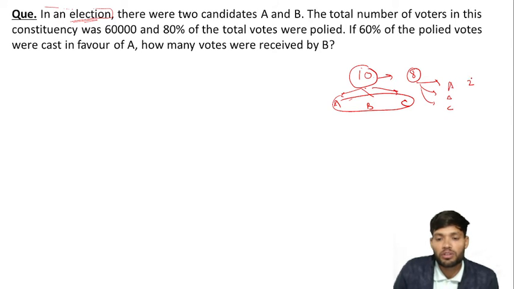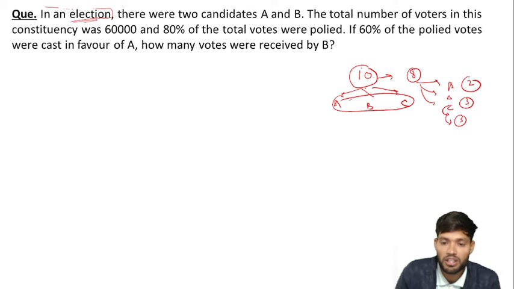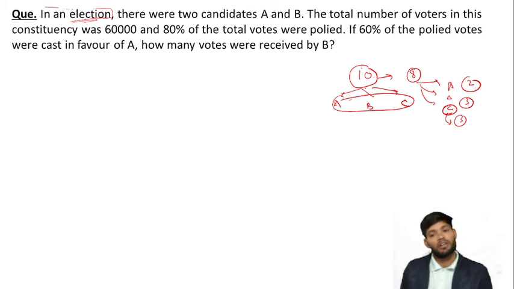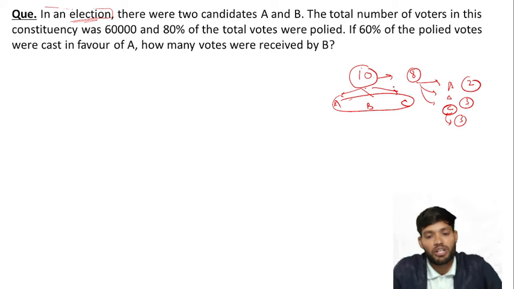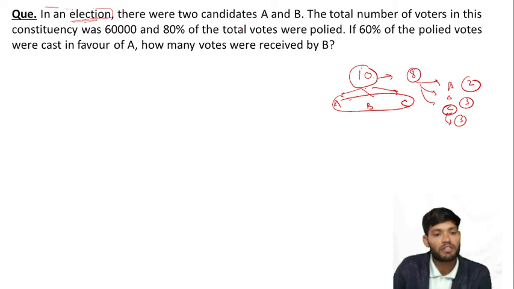If A gets 2 votes and B gets 3 votes, then of the remaining, 3 votes will be received by C. Okay, so this is the concept. So we have to solve this question. In an election there were two candidates, A and B.